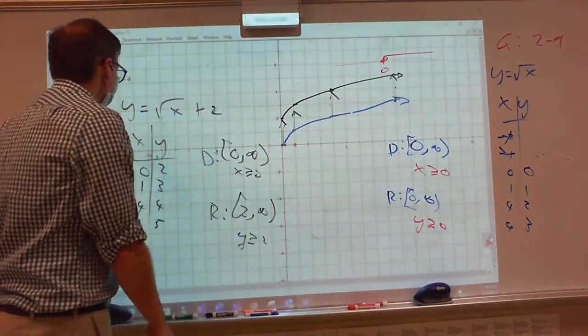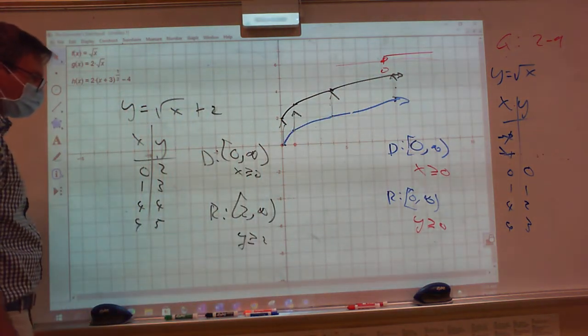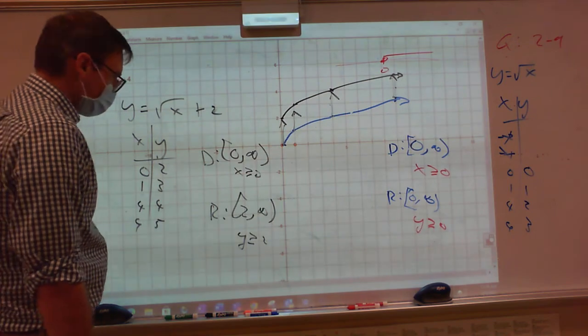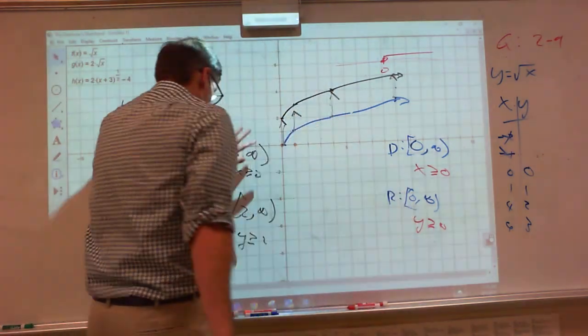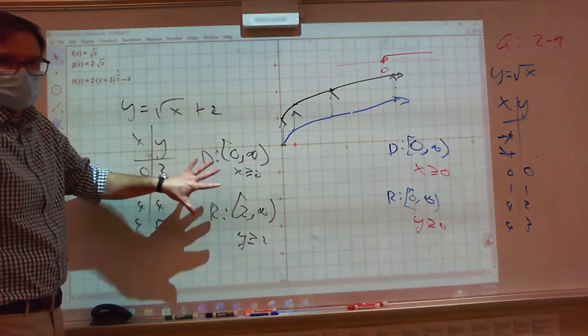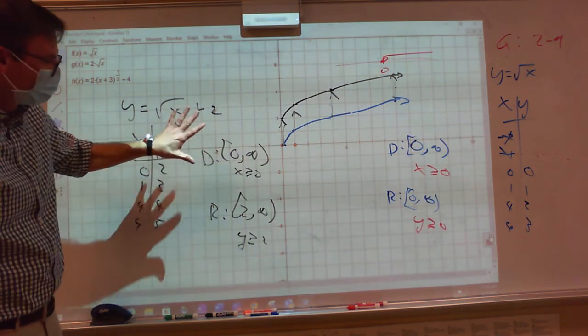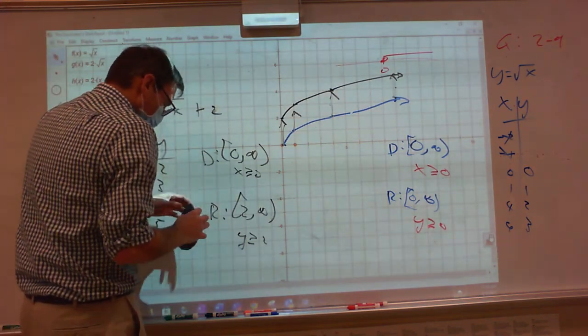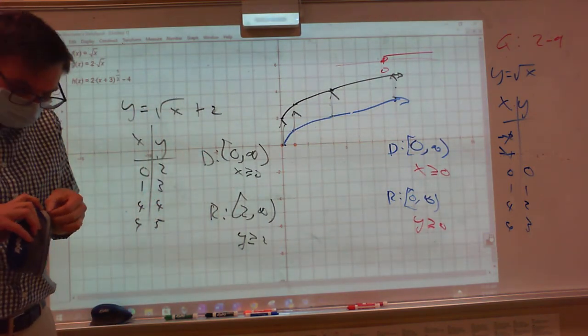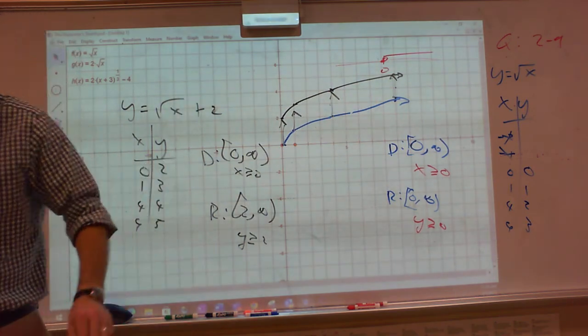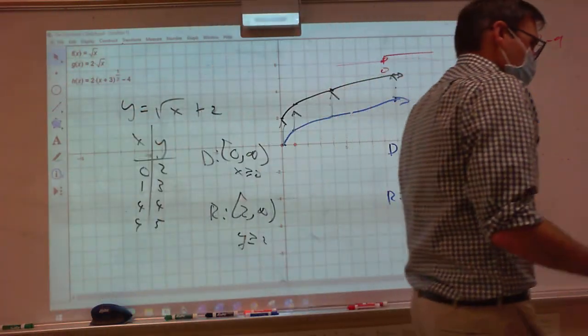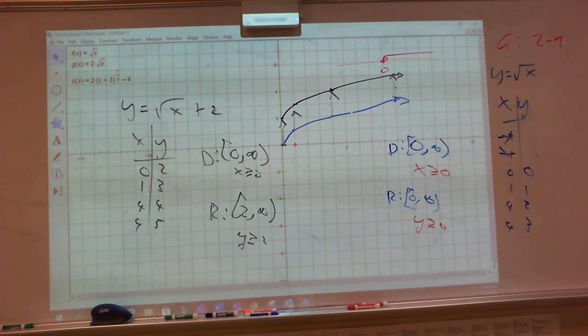Oh, shoot. I need a bigger board. I kind of like to keep this work up here, but I need the space, so sorry, I'm going to have to erase this. The most expensive version of erasers you could possibly get.